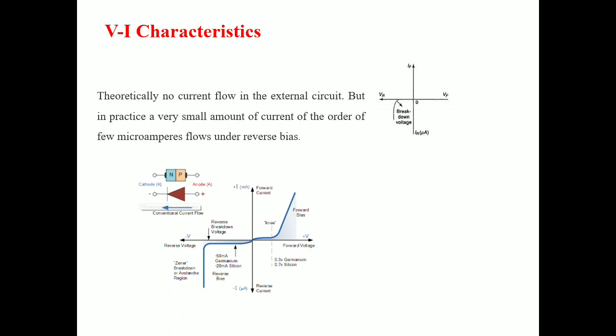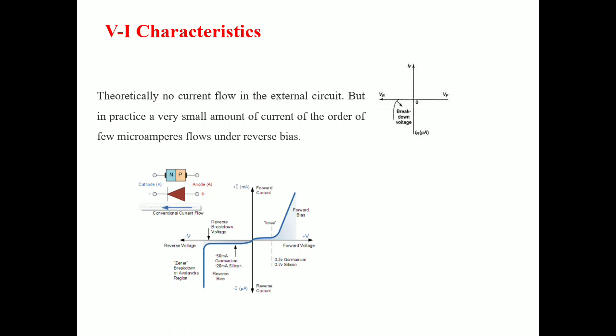An important concept is the knee voltage. In forward biasing, note down the knee voltage. What does knee voltage mean? If you increase the forward voltage and it reaches the knee voltage, after that the voltage becomes constant and the current increases rapidly. That point is your knee voltage.